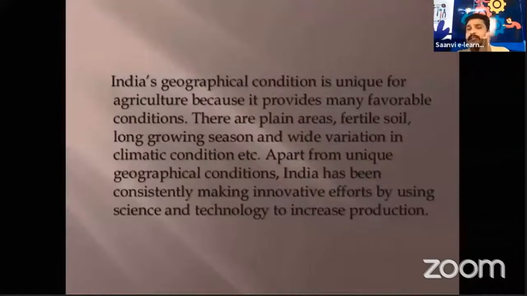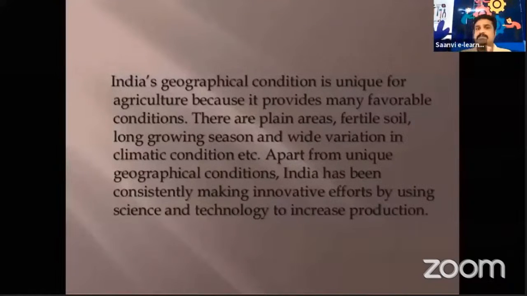So India's geographical condition is unique, different from any other, unique for agriculture because it provides many favorable conditions. Good climate maybe, very good fertile soil maybe, irrigation facility maybe, and our monsoon or the rainy season maybe, moderate climate maybe. So there are plain areas, fertile soil, long growing season and wide variation in climatic condition, etc. These are all the unique characters.